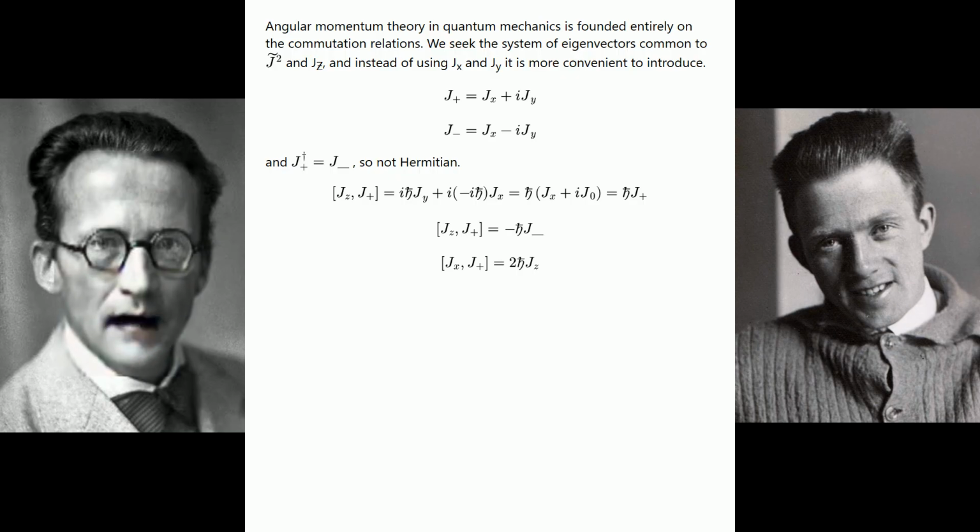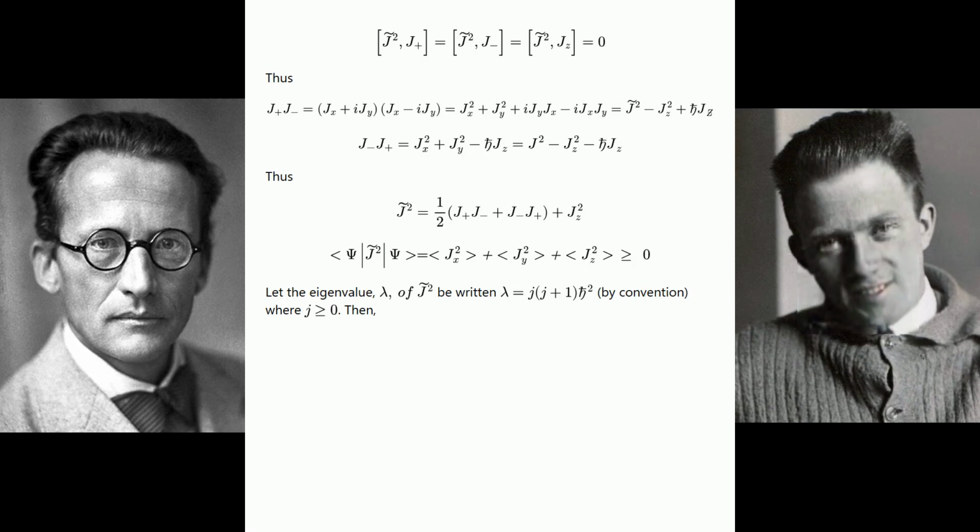We seek the system of eigenvectors common to J² and J_z, and instead of using J_x and J_y it is more convenient to introduce, see the two equations shown. And J_+ dagger equals J_-, so not Hermitian. See the equations shown. Thus see the two equations shown. Thus see the two equations shown.